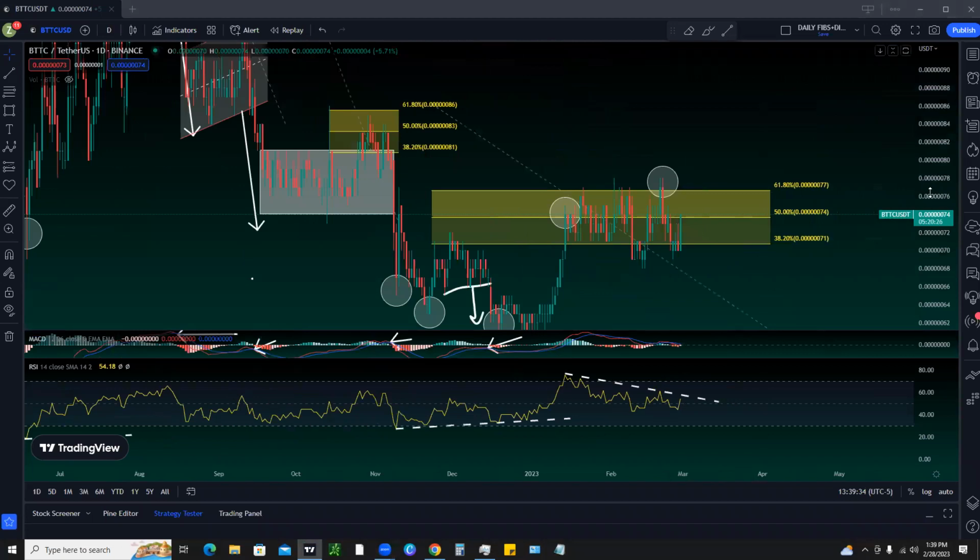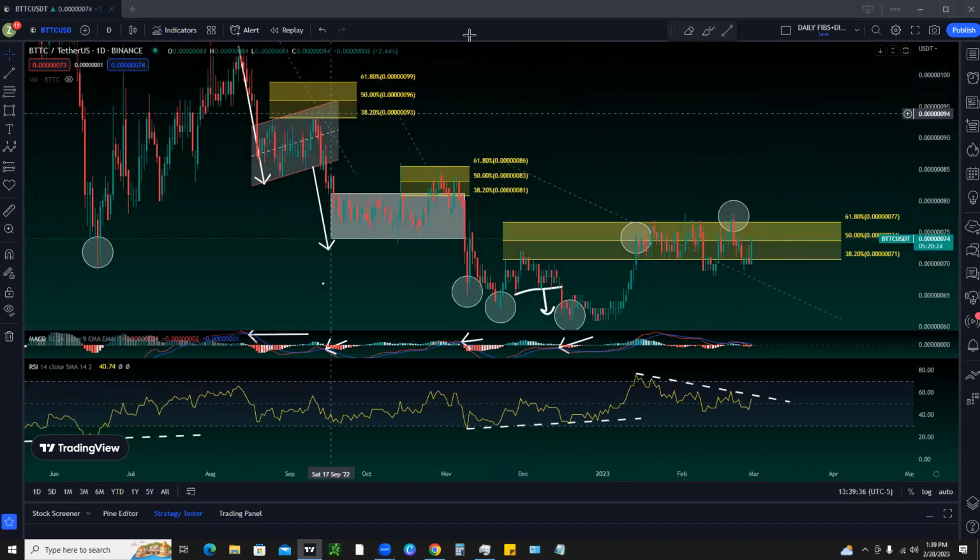We didn't really consolidate around those levels too much. Over here, what did we do? We moved down, we retraced, rejected, and then moved down lower, right? And then here, we retraced up and then rejected down lower. We didn't consolidate as much. Look at the amount of time that we've really consolidated through this period here.